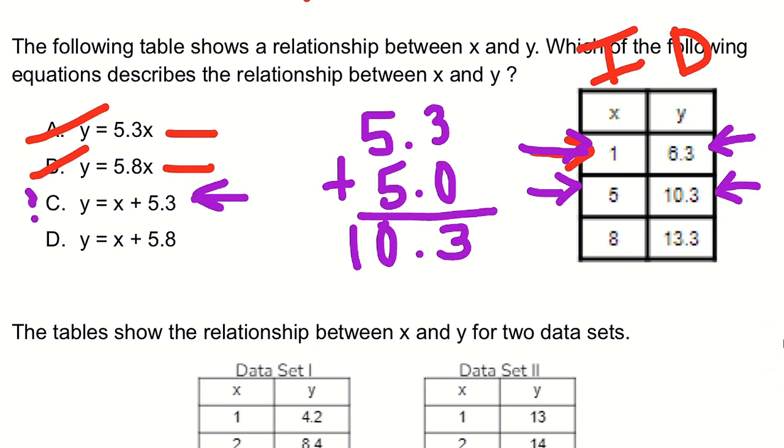I'm going to put a question mark right here. If I add 5.8, no, that would give me an 8 in the tenths place. I'm going to get rid of that. So my answer is C.